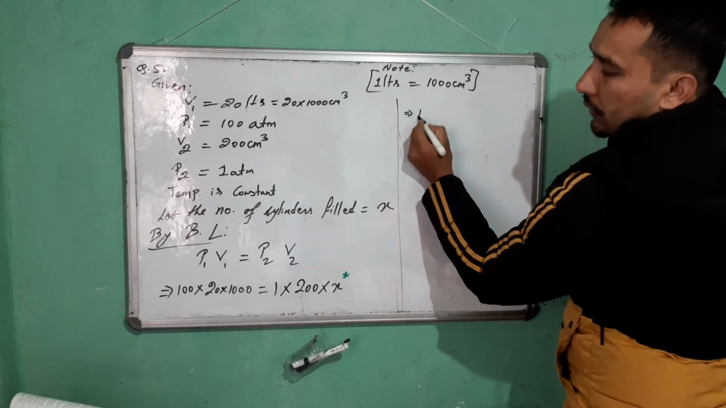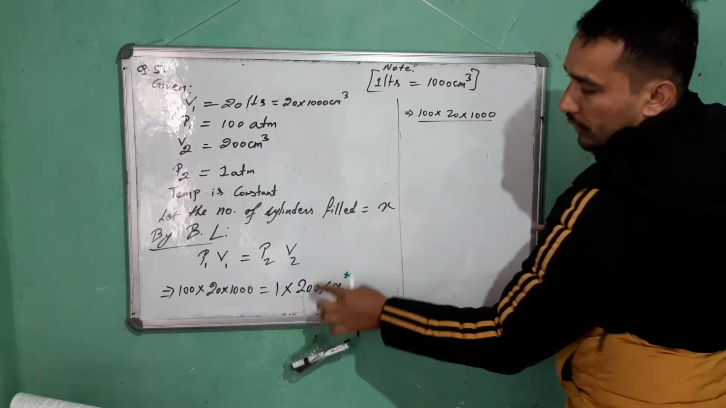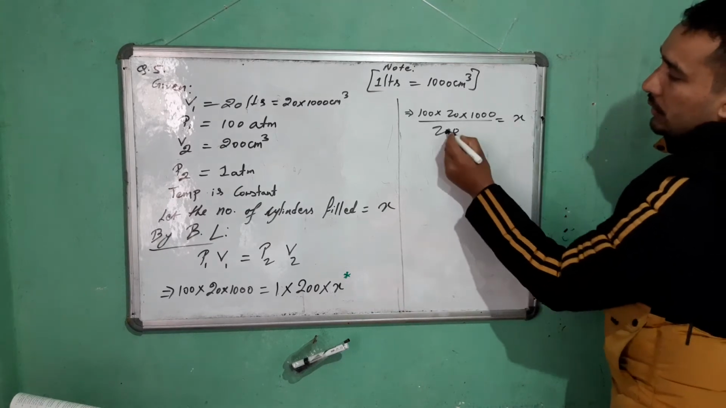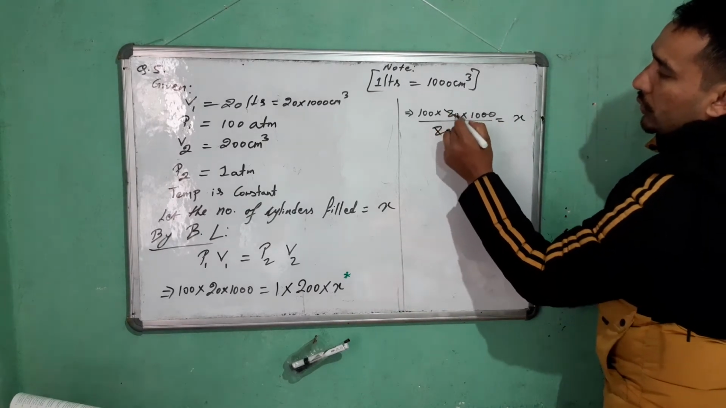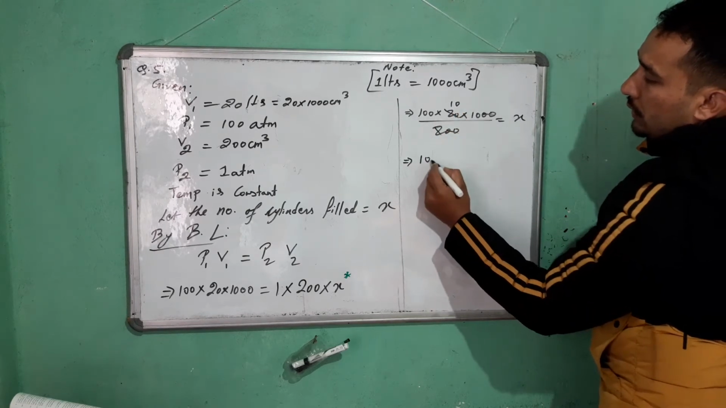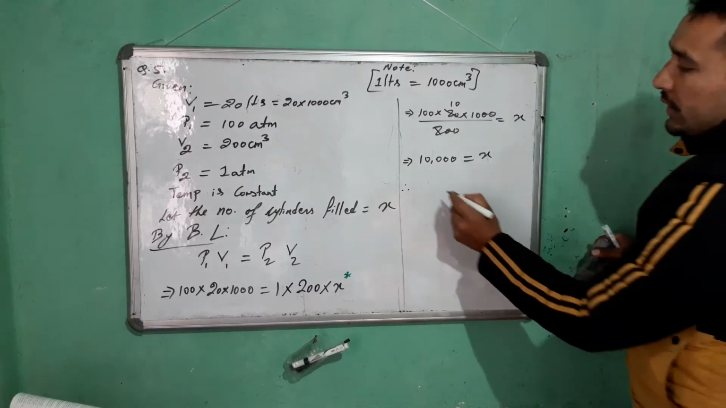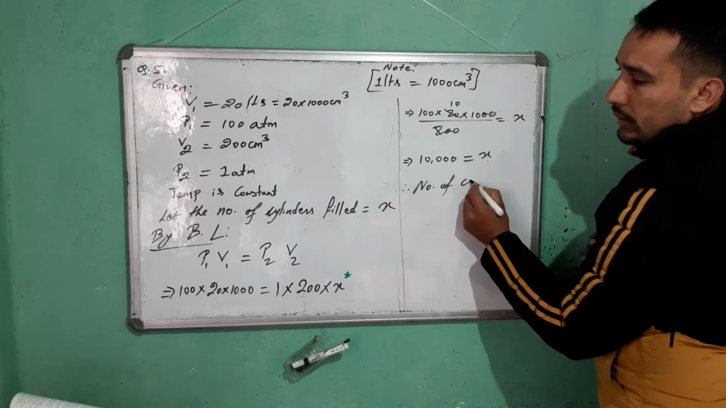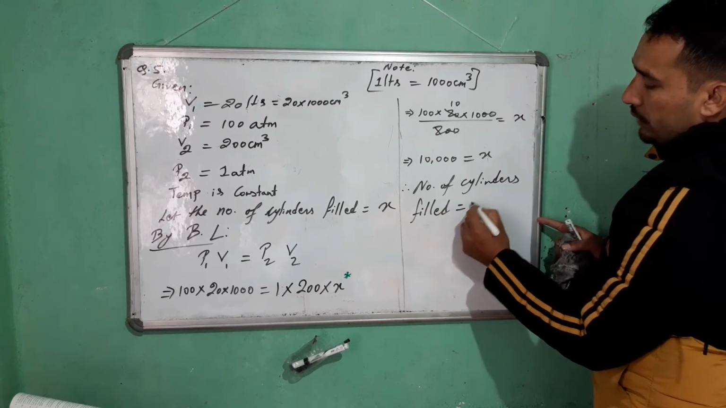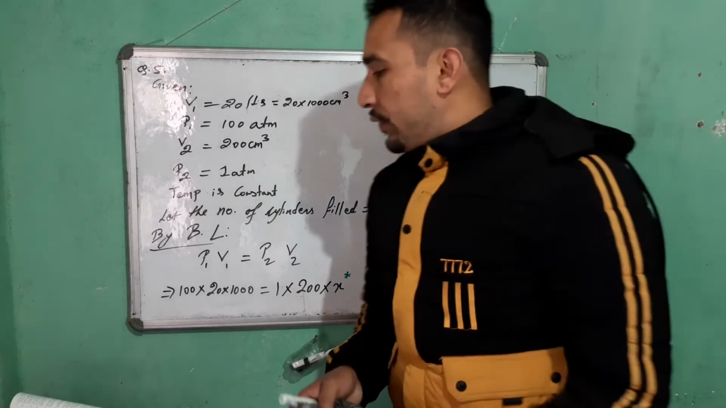From here, 100 into 20 into 1000 divided by 200, and on the right hand side you are left with X only. The zeros get cancelled, 2 tens are 20, so it implies 100 into 10 into 10, 10,000 is equal to X. Therefore the number of cylinders filled is 10,000. 10,000 cylinders can be filled.